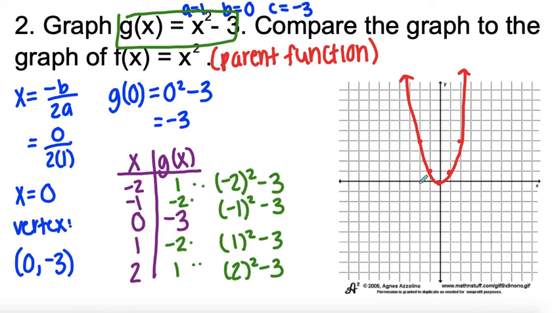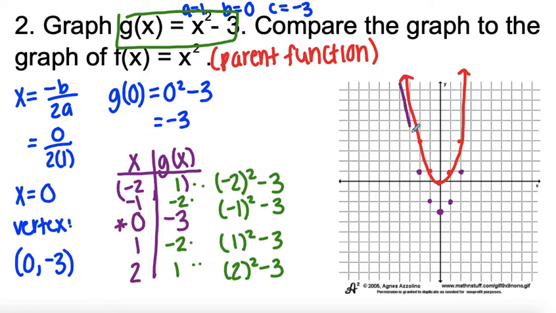And so now plotting those points, my vertex is at 0, negative 3. So that means I'm just going down 3 on my y-axis. My next one, I have 1, negative 2, so I go 1, down 2. And then I have 2, 1, so I go to the right 2 and up 1. This point I'm at negative 1, negative 2. And then negative 2, 1. So again, remember, these are all just points on your graph.